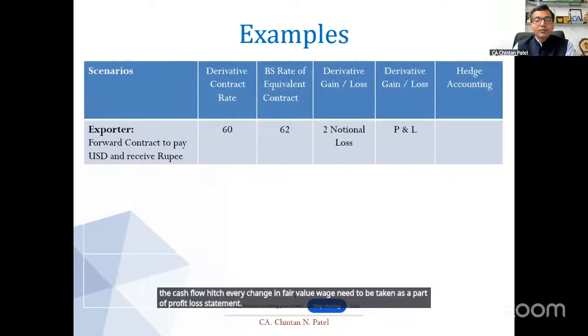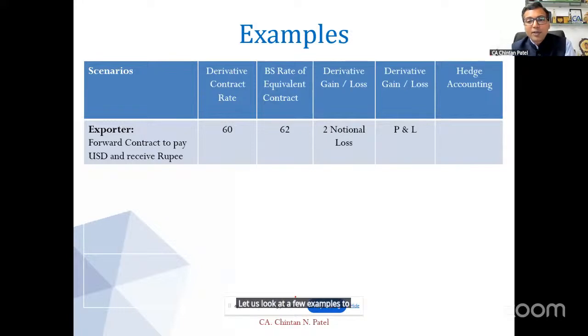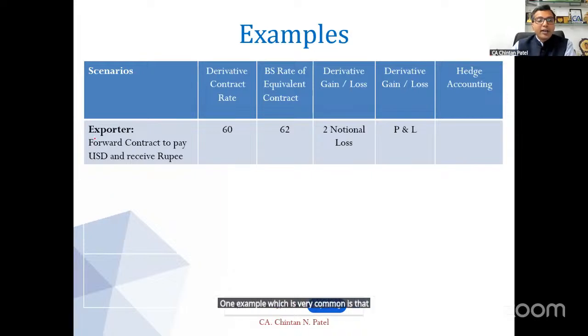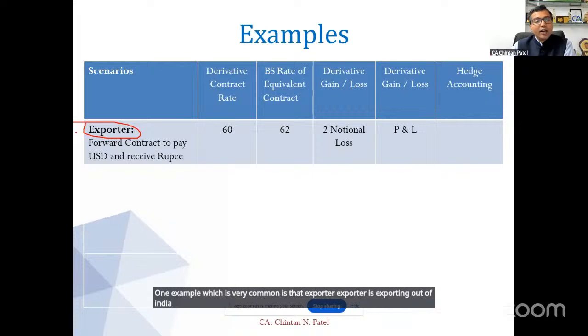Let us look at a few examples to understand whether it is a cash flow hedge or fair value hedge, and whether it will be part of the profit and loss statement or other comprehensive income. One example which is very common is that an exporter is exporting out of India. The receivables are in foreign currency. So the exporter is going to receive from the customer the amount in foreign currency, for example, USD.